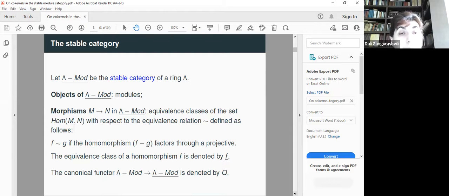It is called the stable category. We denote it like this symbol. And for a homomorphism F, we denote by the underlined F the corresponding morphism in the stable category. We obviously have the canonical functor from the category of lambda modules to the corresponding stable category. We denote it by Q.